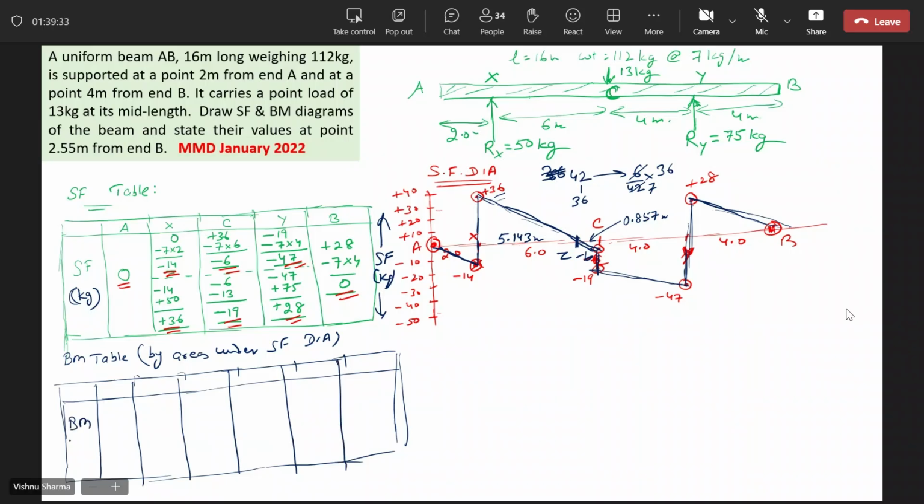BM will be in kg meter class. The points will be A, then X, then Z, then C, then Y, and P. Please make sure the order is not messed up. Now, can you please fill up these values?